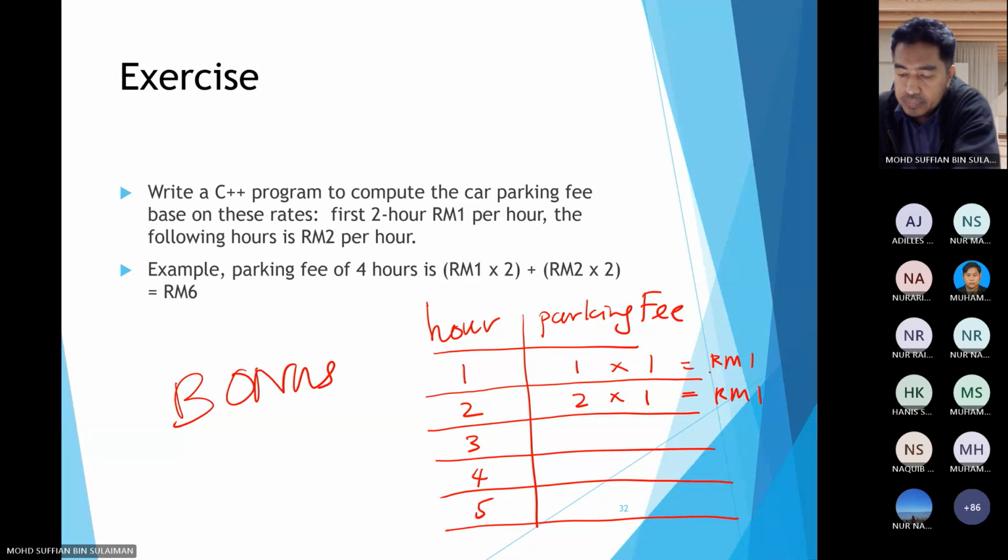Okay, let's say 3. So 3 macam mana? 2 times 1 plus hour minus 2 times 2. 3 minus 2 times RM2. Are you agree with me? RM4. Betul?